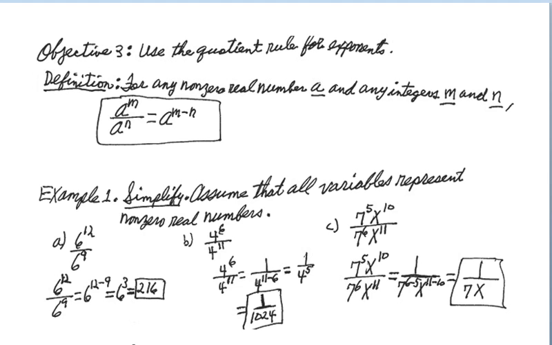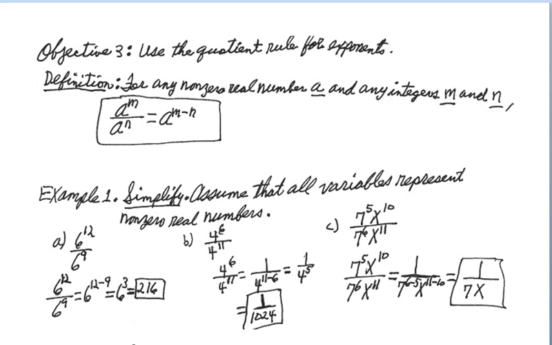B. 4 to the 6th power divided by 4 to the 11th power. Once again, we're dividing two powers that have the same base, so we can use the quotient rule by essentially keeping the base and subtracting the exponents. And when we do so, we get 4 to the 6 minus 11 power, which is 4 to the minus 5 power, which is 1 over 4 to the positive 5 power. And so the answer becomes 1 over whatever 4 to the 5th power is, which is 1 over 1024.